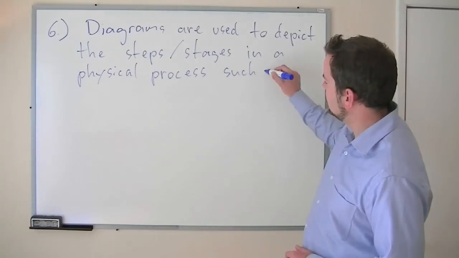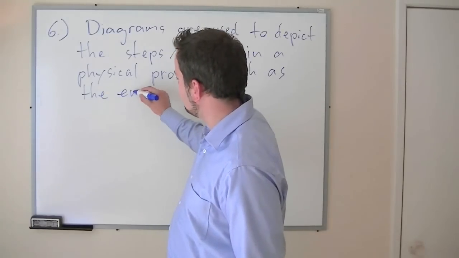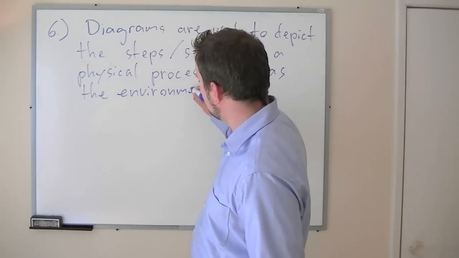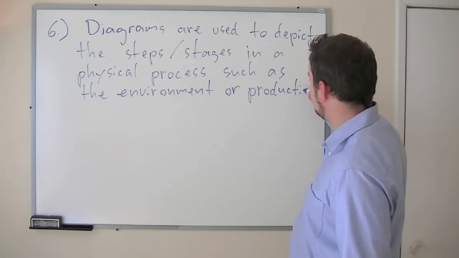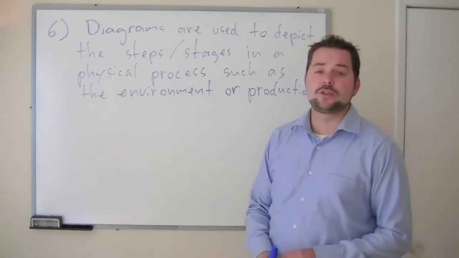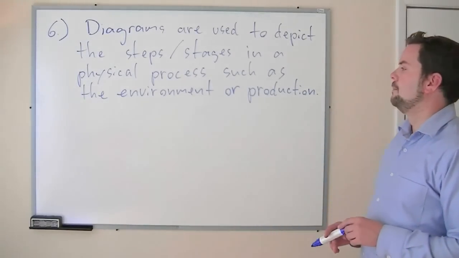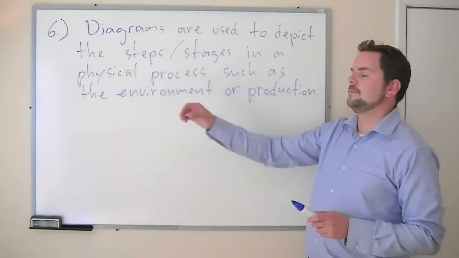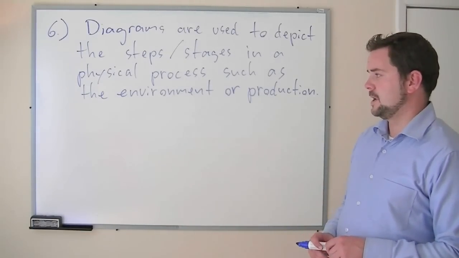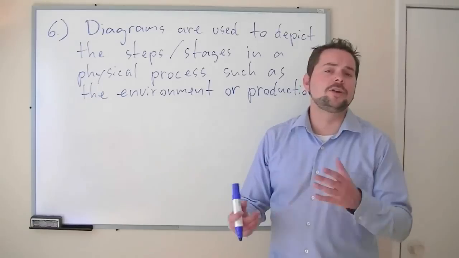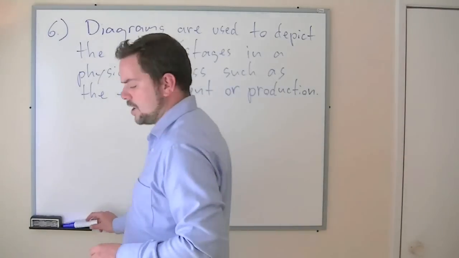such as the environment, or production. Production meaning manufacturing of goods. So for example, making a pencil or making a camera or something like that. The environment meaning something like the carbon cycle in our atmosphere, or the way ocean currents work, or the way continents move, or in the example that I'm going to give you, the water cycle.